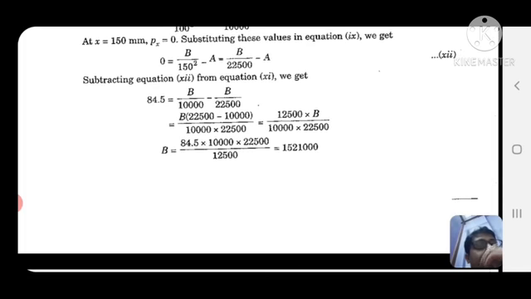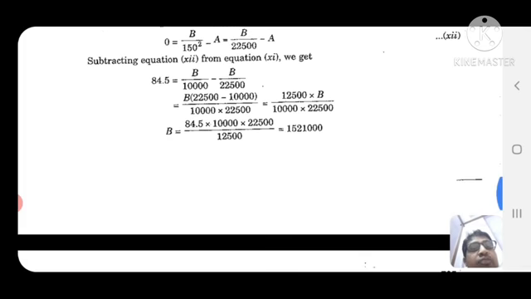So B by 22500 minus 10,000 divided by 10,000 into 22500, so that is equal to 12500 into B, divided by 10,000 into 22,500. So capital B equal to 84.5 into 10,000 into 22,500 divided by 12500, equal to 1521000.